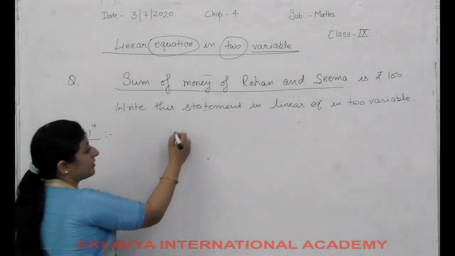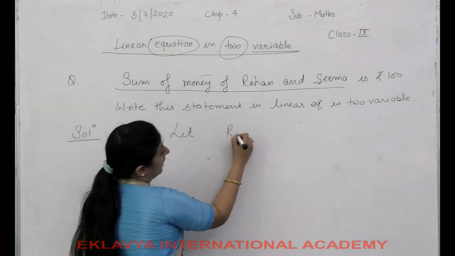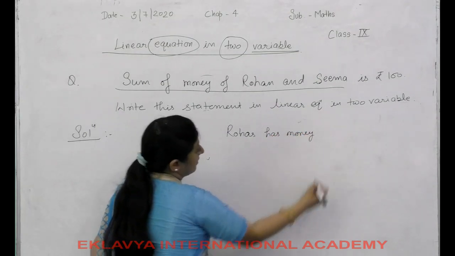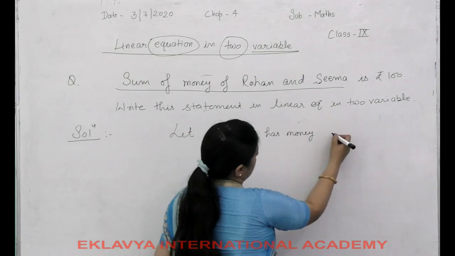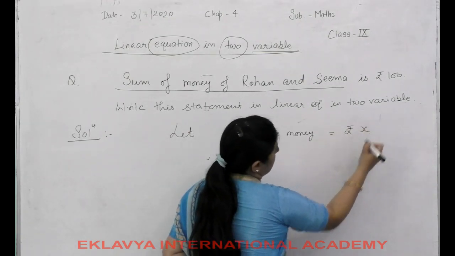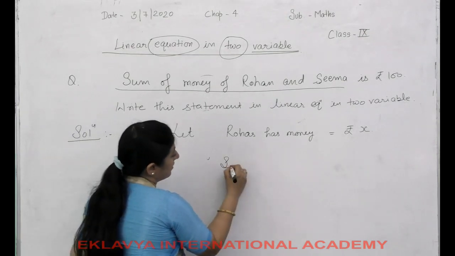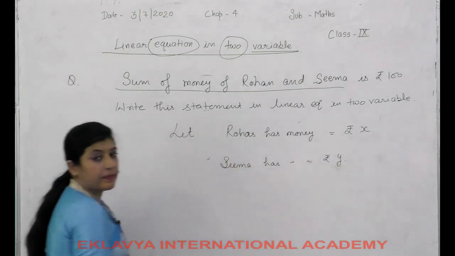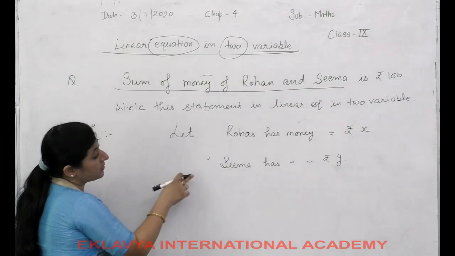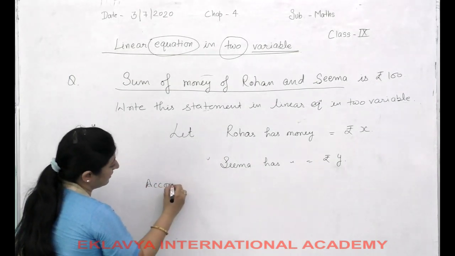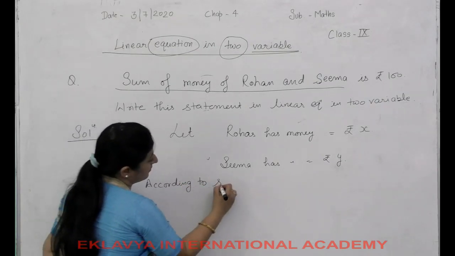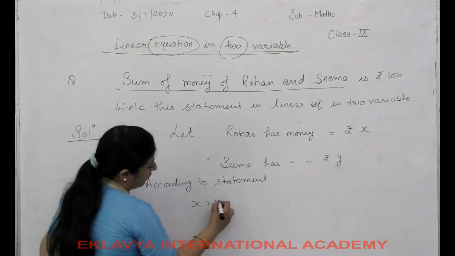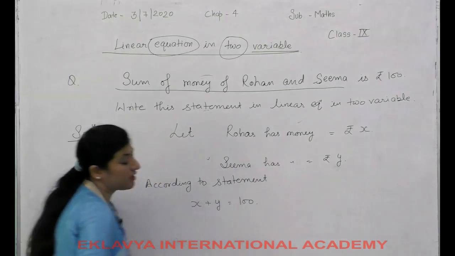Firstly, we write down: let Rohan has money equal to rupees X, Seema has money equal to rupees Y. The sum of both, according to the statement, is X plus Y is equal to rupees 100.